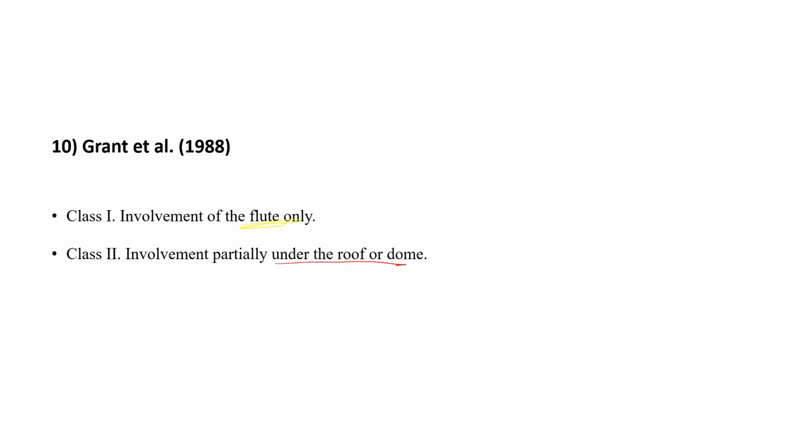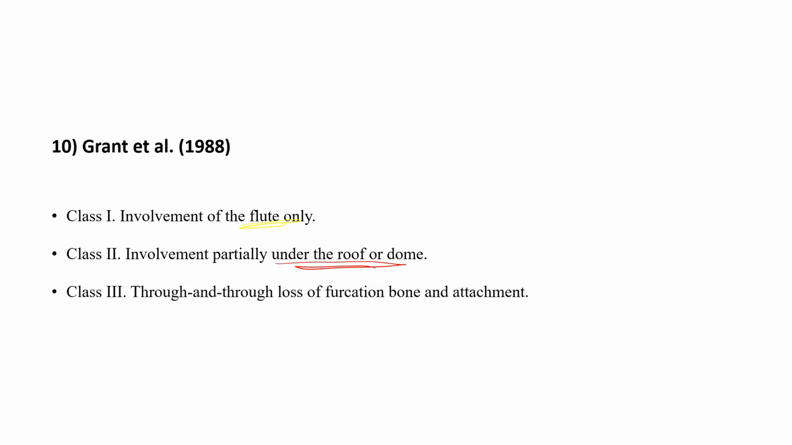Next is Goldman et al., 1988. Here class 1 is just involvement of the flute, that is a very incipient lesion. Next is involvement partially under the roof of the dome. This is a very gross classification. And third, class 3 is through and through loss of furcation bone and attachment.